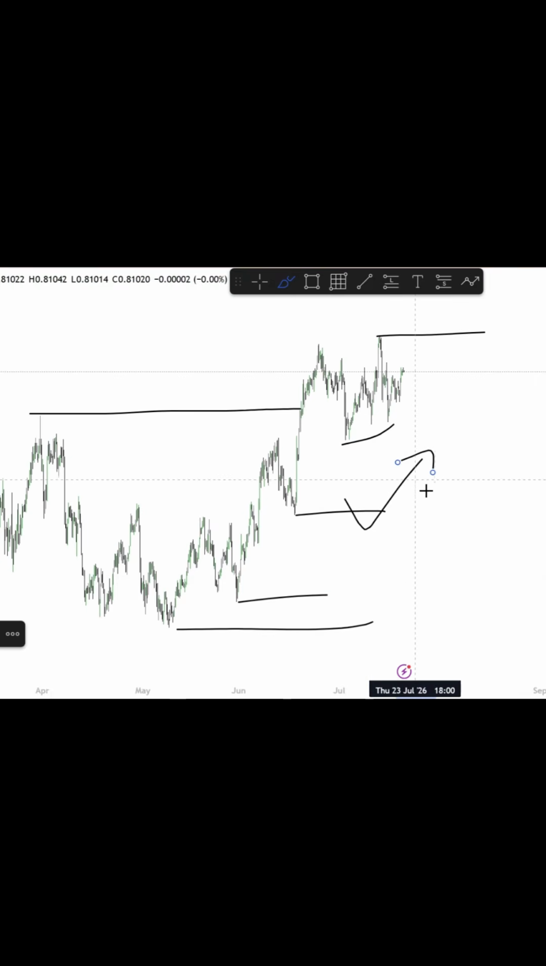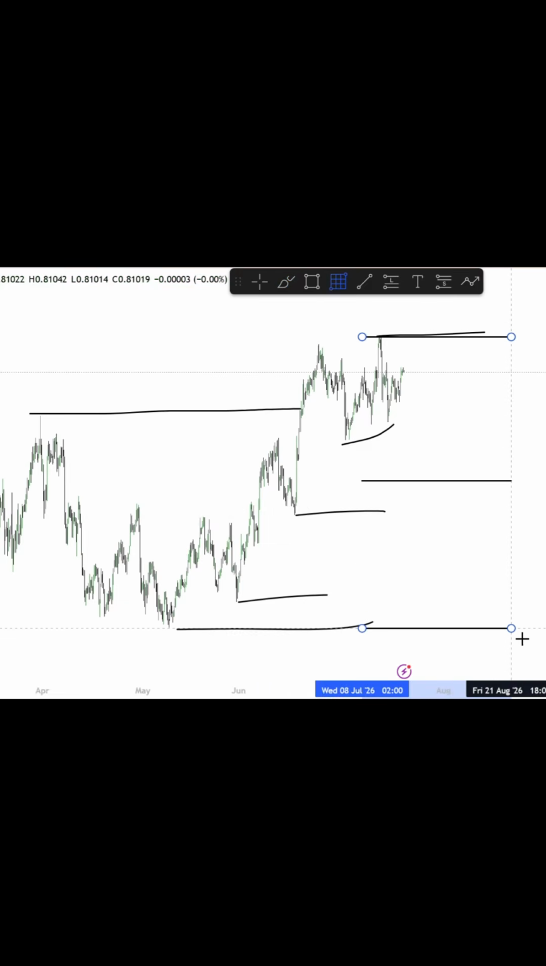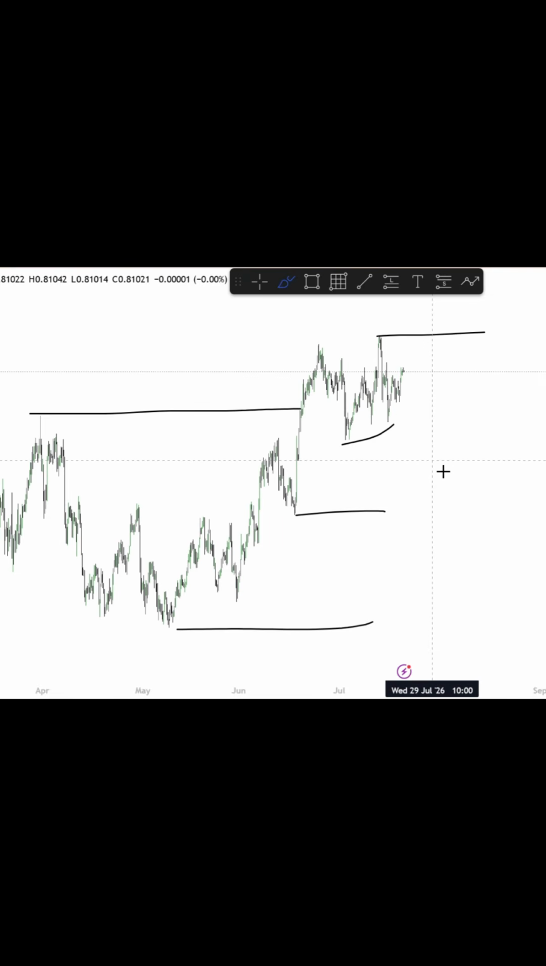higher probability long position. For me personally, I would like to see a connection as well with discount pricing, and therefore at least this liquidity low over here needs to get taken before I can be aggressive in my approach and looking for a nice long position.